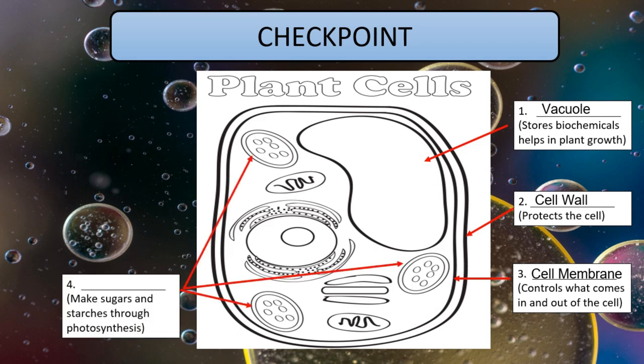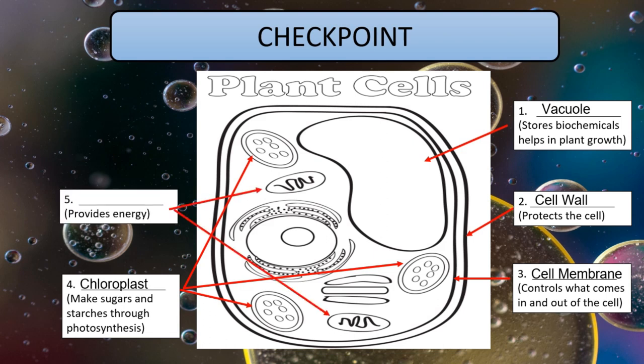For number 4, it makes sugars and starches through the process of photosynthesis. This one also gives oxygen, which is very important to us. So this part is called the chloroplast.